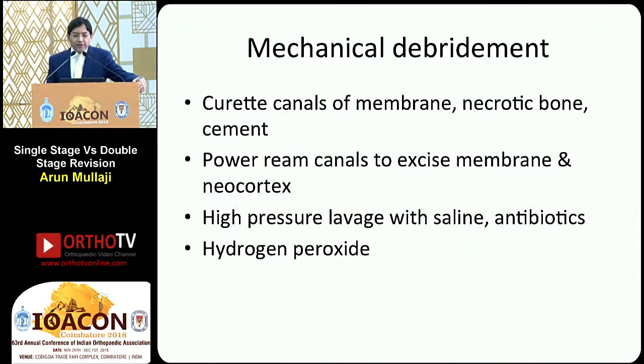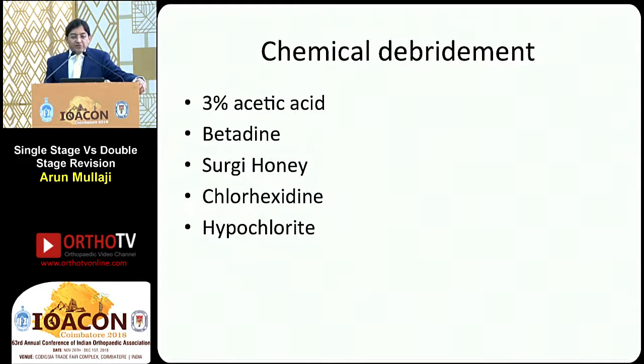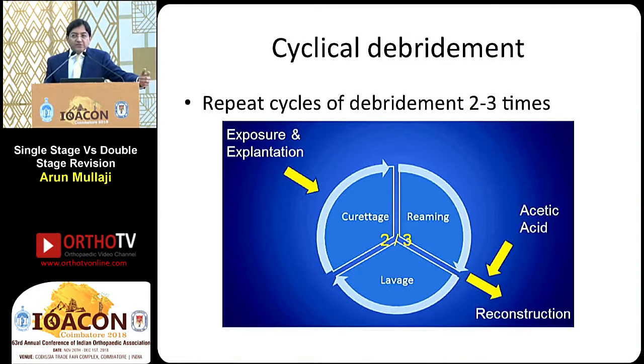You then do mechanical debridement of curetting the canals, removing necrotic bone, cement, power reaming, and using high pressure lavage. And finally, you do chemical debridement with whatever you're accustomed to using, whether it's betadine, chlorhexidine, etc. And then you repeat this cycle 2 or 3 times to do a thorough debridement.